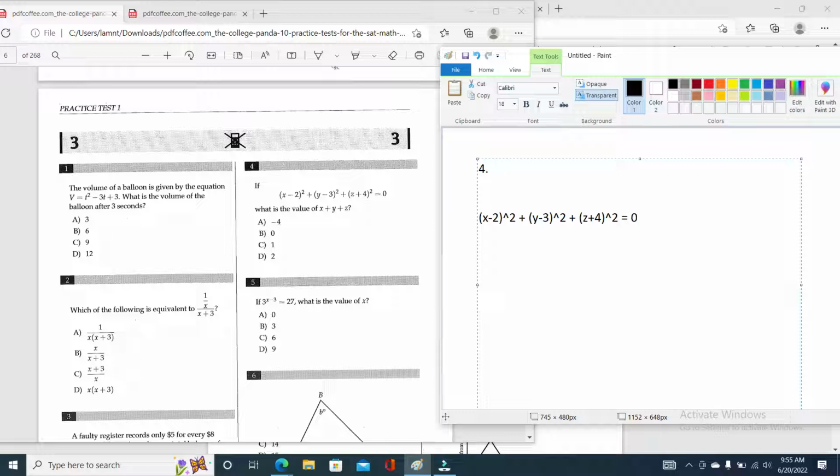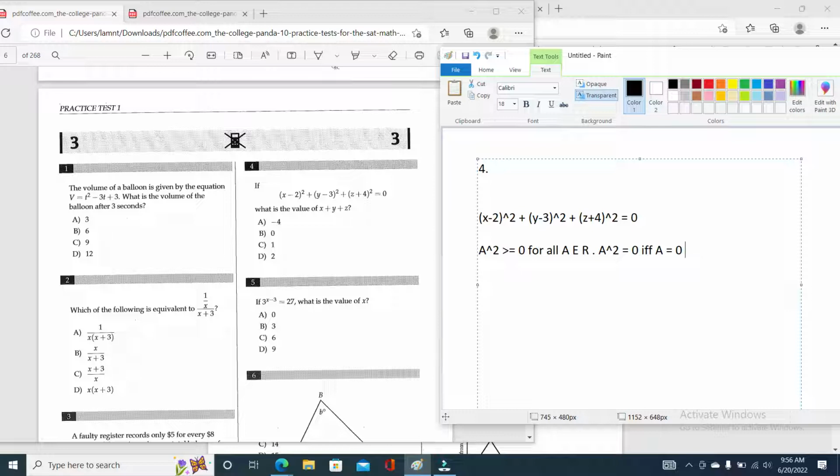So we know that anything squared is always greater than or equal to 0, for a belonging to R. If a is a real number, then a squared is always greater than or equal to 0. And a squared equals 0 if and only if a equals 0.